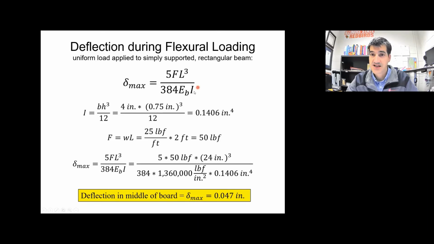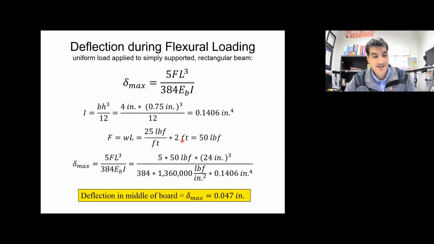Now we have I up here, but we don't have F yet. It's pretty simple to calculate because we have a uniform loading of 25 pounds force per foot, and our length or span was given as 24 inches. But to make those units cancel out, you have to convert one or the other. I'm going to convert 24 inches into feet, so for L, I'm going to plug in 2 feet instead of 24 inches.